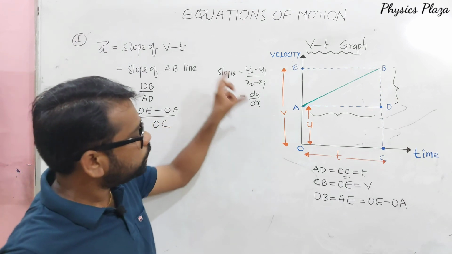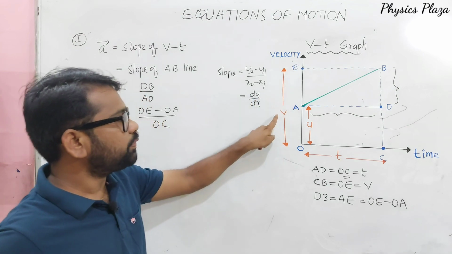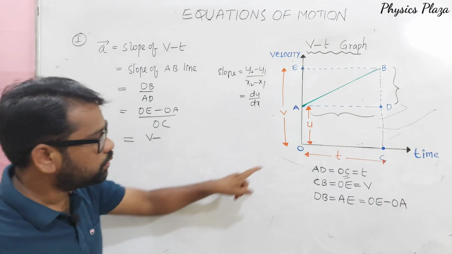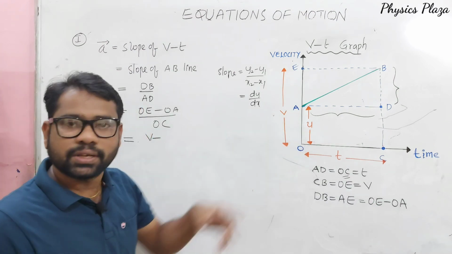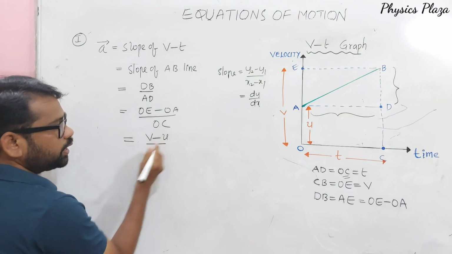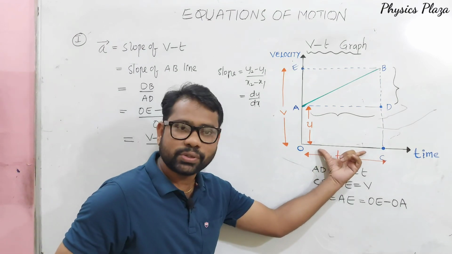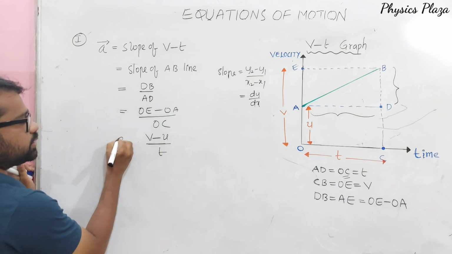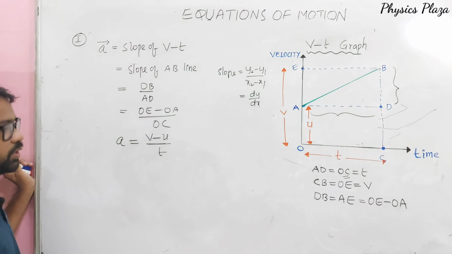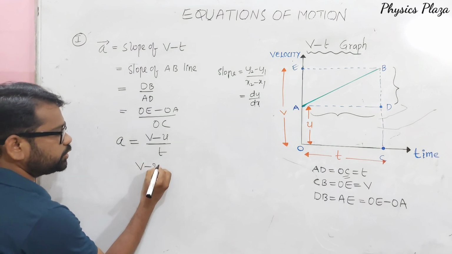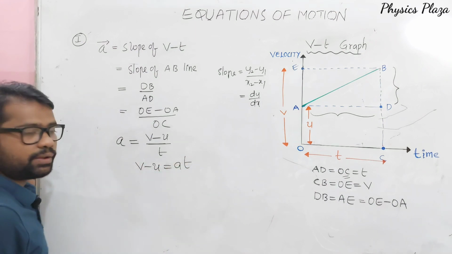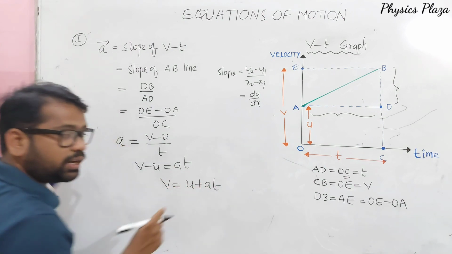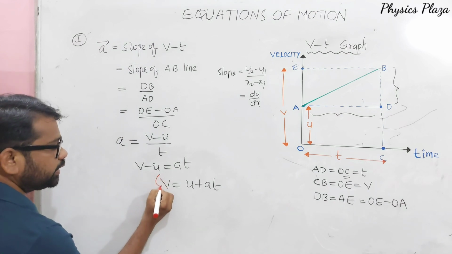But children, what is OE here? OE, from O to E, is nothing but the final velocity, that is V. Minus OA, what is it? O to A is the initial velocity, so let us write it as U. And OC is time, so let us write it as T. So acceleration is equal to V minus U by T. From this we can write V minus U is equal to AT, and V is equal to U plus AT. So children, this is the equation of motion we needed.